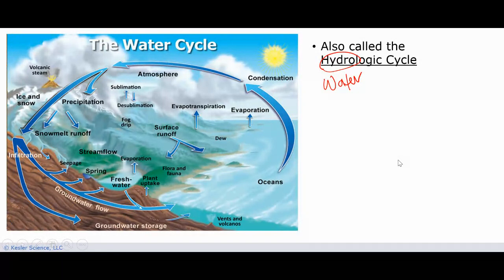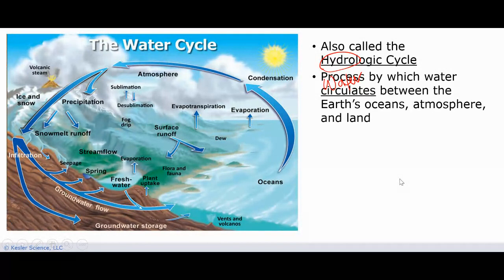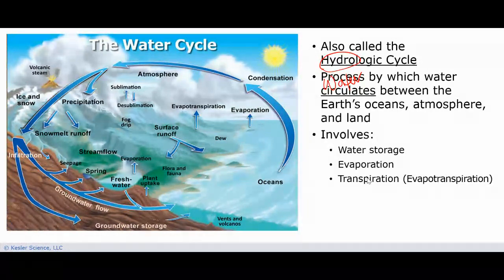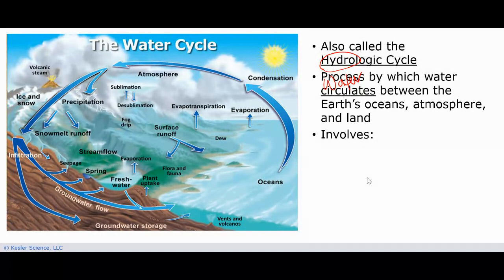Hydrologic cycle is what we call it, but the water cycle is just the easier way of saying it. It's the process by which water circulates between the Earth's oceans, atmosphere, and land. It has water storage, evaporation, transpiration, condensation, precipitation, and runoff. But I just want you to really know the 5 main steps, which is radiation.